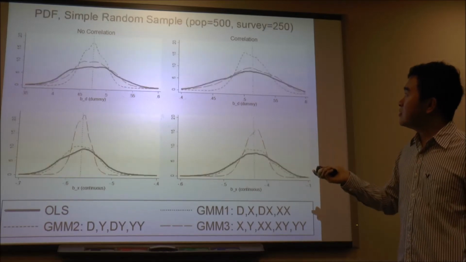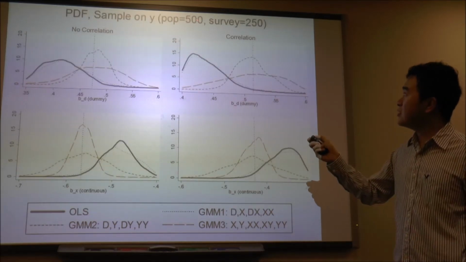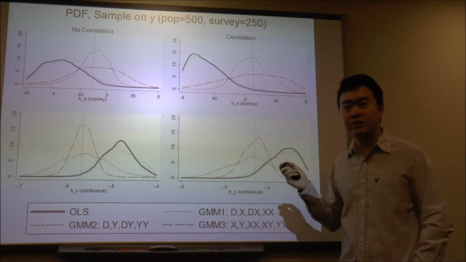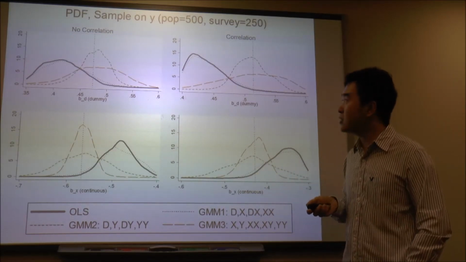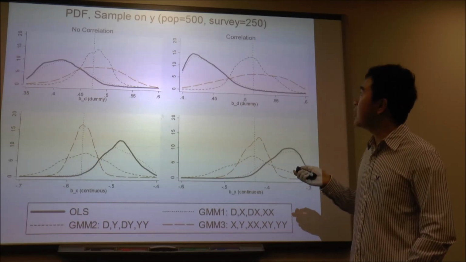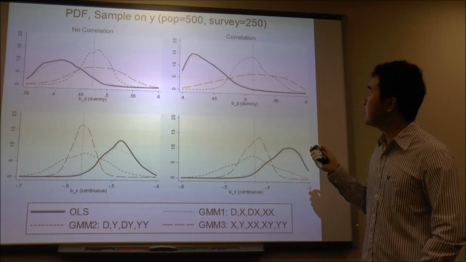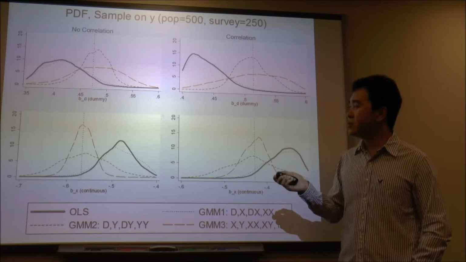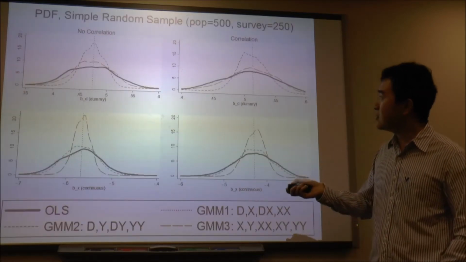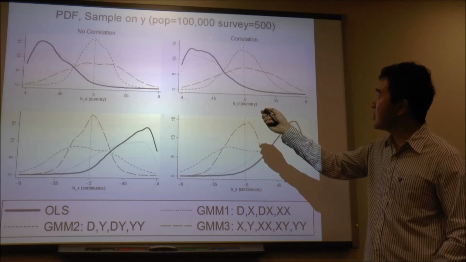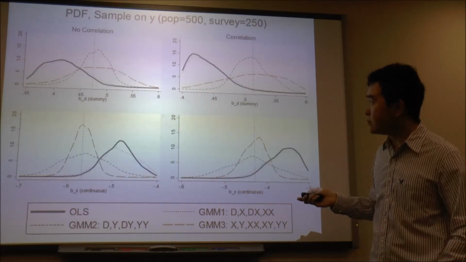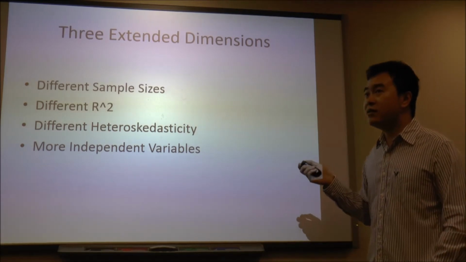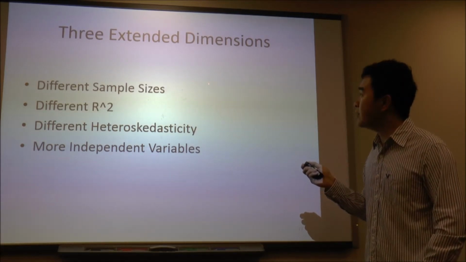Again, as a robustness check, I set the population to be very small, like 500 observations, so that there are more sampling errors. And I set the survey data sample size as half of the population, and we see a similar pattern as in these cases. So it's very robust, and we extended the model by 3 dimensions.